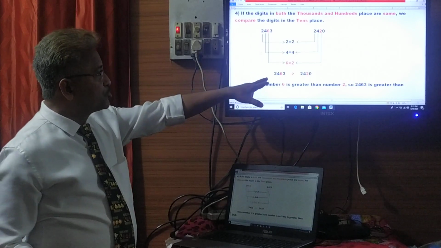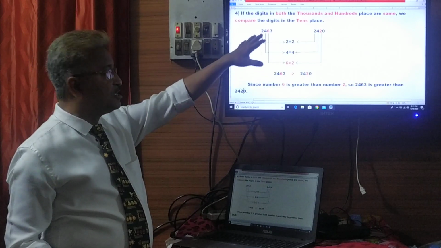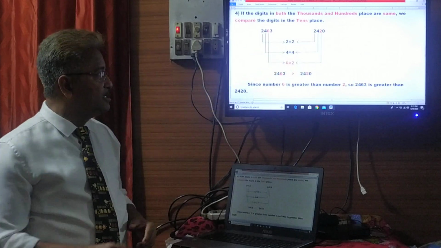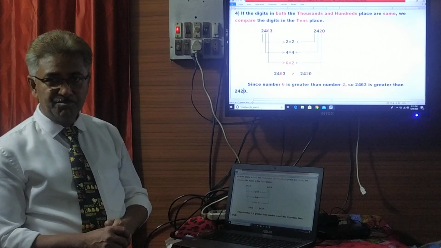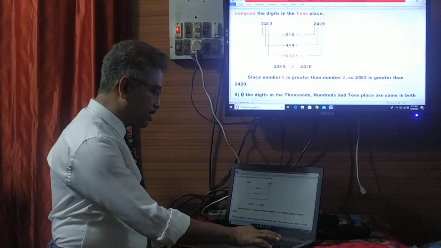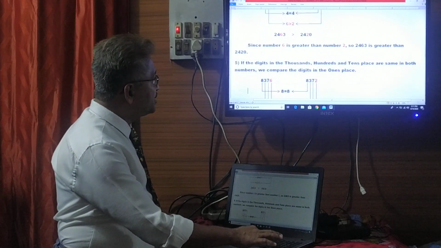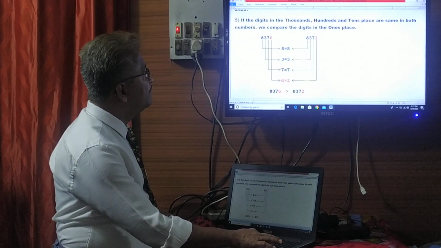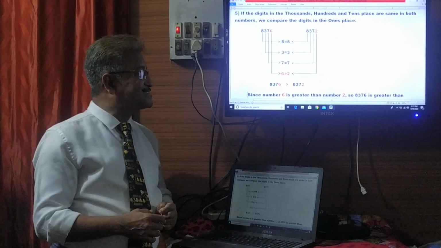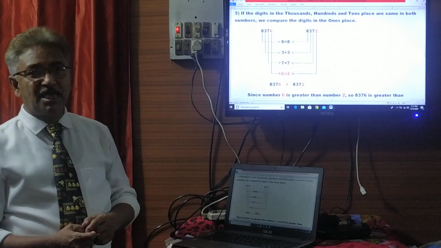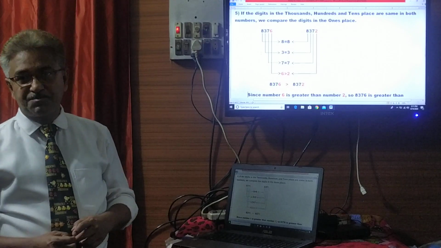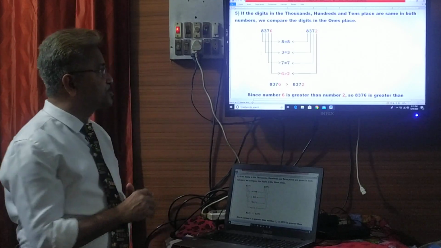Therefore 2463, which is the first number, is greater than 2420, which is the second number. Again we use the greater than sign in the middle to show the comparison. In the fifth rule, we see, if the digits in the thousands, hundreds and tens place are the same in both numbers, we compare the digits in the ones place. Now again we are moving towards the right.